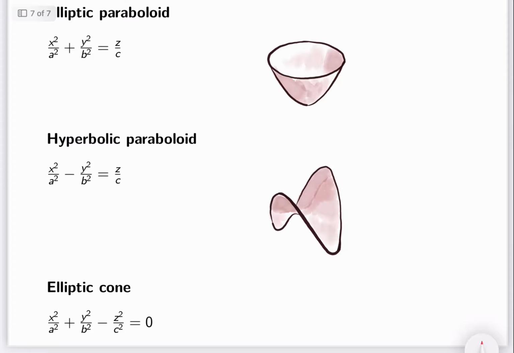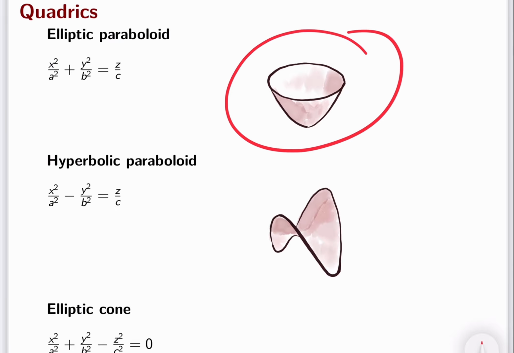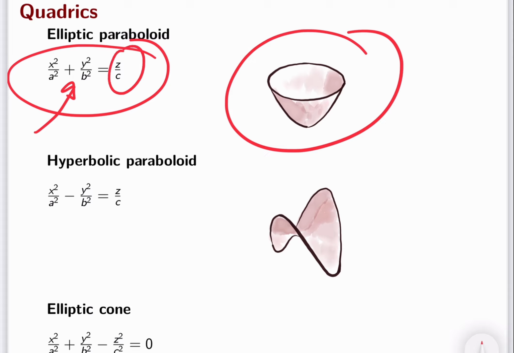More examples of quadrics. We have the elliptic paraboloid that looks like this. I mean, the vertical section will be a parabola here, and the horizontal section will be an ellipse. And so observe that the equation of the elliptic paraboloid has all the terms adding, like normally will happen in an ellipse, and here we have a term of degree 1.